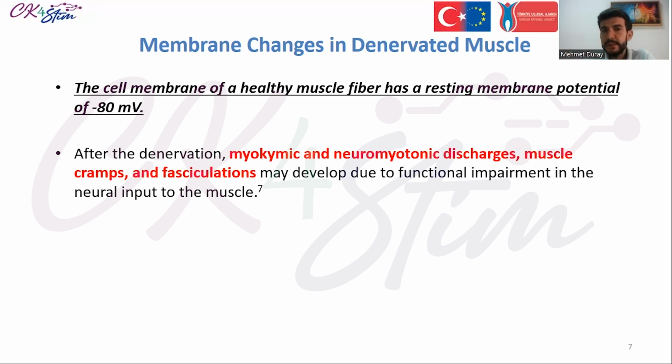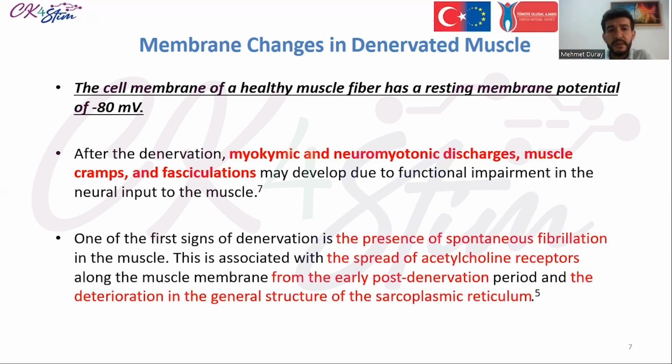After denervation, myoclonic and neuromyotonic discharges, muscle cramps, and fasciculations may develop due to the impairment of neural input between the nervous system and muscle. The first sign of denervation is the appearance of spontaneous fibrillation in the muscle. This spontaneous fibrillation is associated with the spread of acetylcholine receptors along the muscle membrane from the early post-denervation period, and also the deterioration in the general structure of the sarcoplasmic reticulum.